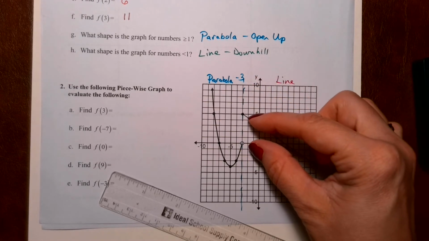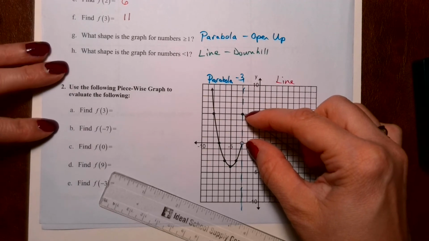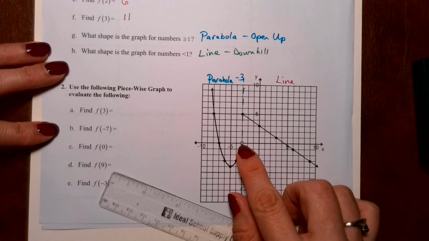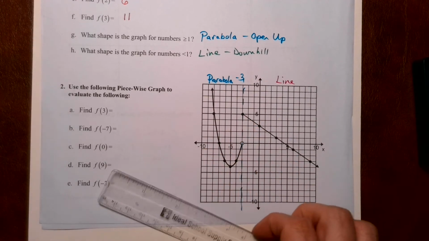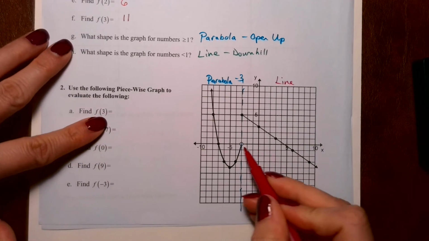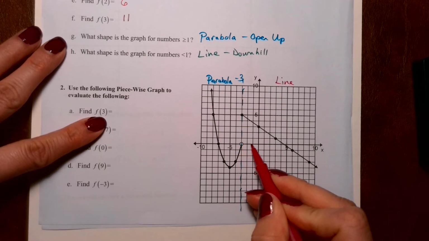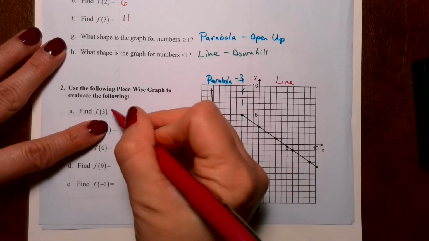You can't use both of them. It can't have two answers. That wouldn't be a function. So since that's open, it's not being evaluated in the parabola. It is being evaluated on the line. Okay, so f of 3. Let's color code this. F of 3. So all x values more than -3. So 1, 2, 3. The output is 1.